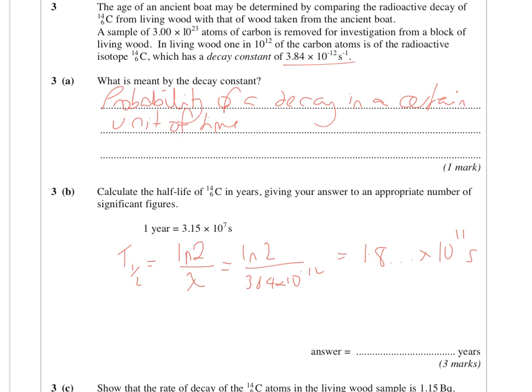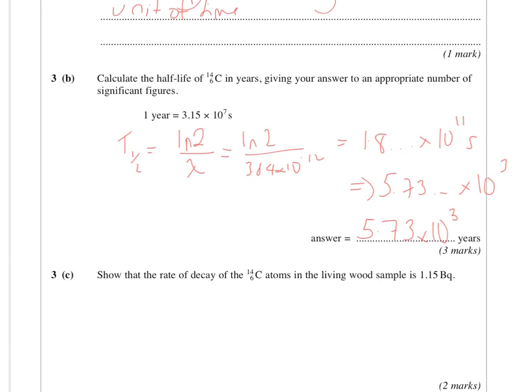And so we're going to divide that by the number of seconds in a year. So divide that by 3.15 times 10 to the power 7. Gives you 5.73 times 10 to the 3, because it's 5,000. All the data we've been given is 3 significant figures. So our answer should also be 5.73 times 10 to the 3 years. So 3 significant figures.